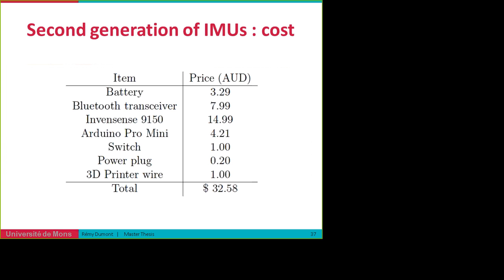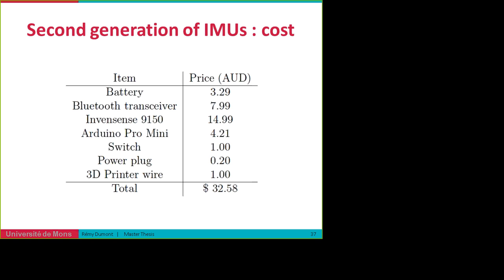The price of these new IMUs has been computed as well, and the total price is about $32.60, which is nearly equal to 22 euros. This is really cheap compared to what's available on the market, because on the market we have to look for IMUs which are able to use Bluetooth technology to communicate, to run short programs, to do some pre-processing, as well as having at least a 3-axis accelerometer and gyroscope. The cheapest IMU that we found was $300.